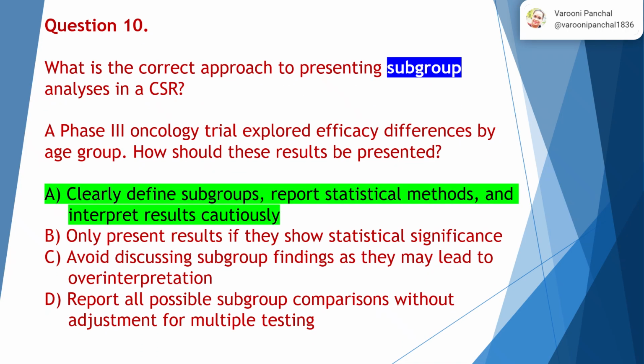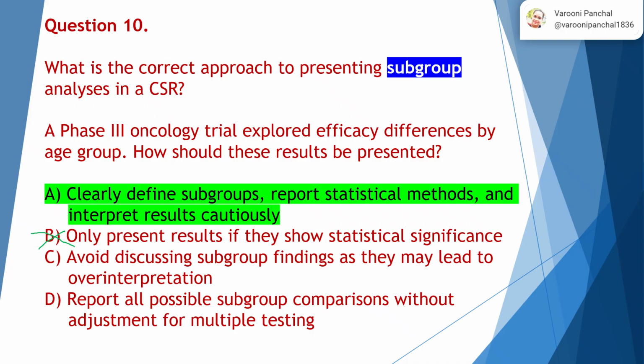Question 10. What is the correct approach to present subgroup analysis in a CSR? A phase 3 oncology trial explored efficacy differences by age group. How should these results be presented? Option B, only present results if they show statistical significance. No, this is not the logic we use for presenting results or tables, listings and figures. Irrespective of whether the hypothesis is significant or non-significant, we will present all the data.